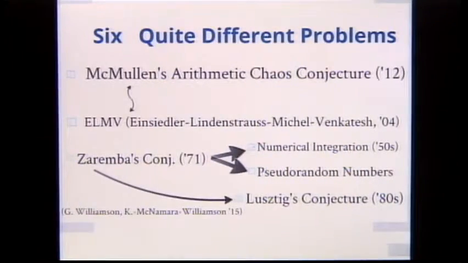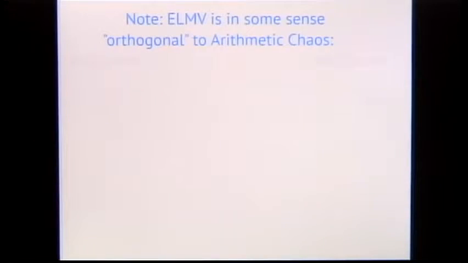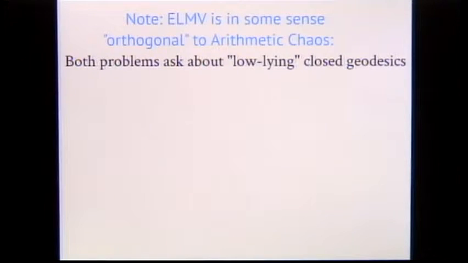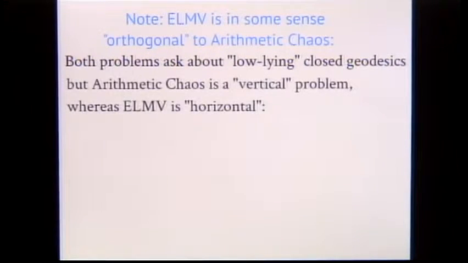Okay, so why are these two problems, why did it take, as I said, almost 10 years to go from one to the other? Because they were thinking about different problems when they formulated these problems, but in fact, in some sense, they're orthogonal to one another. So just some philosophy. Both problems are about low-lying closed geodesics, but I claim arithmetic chaos is a vertical problem and ELMV is a horizontal problem. So what do I mean by that?